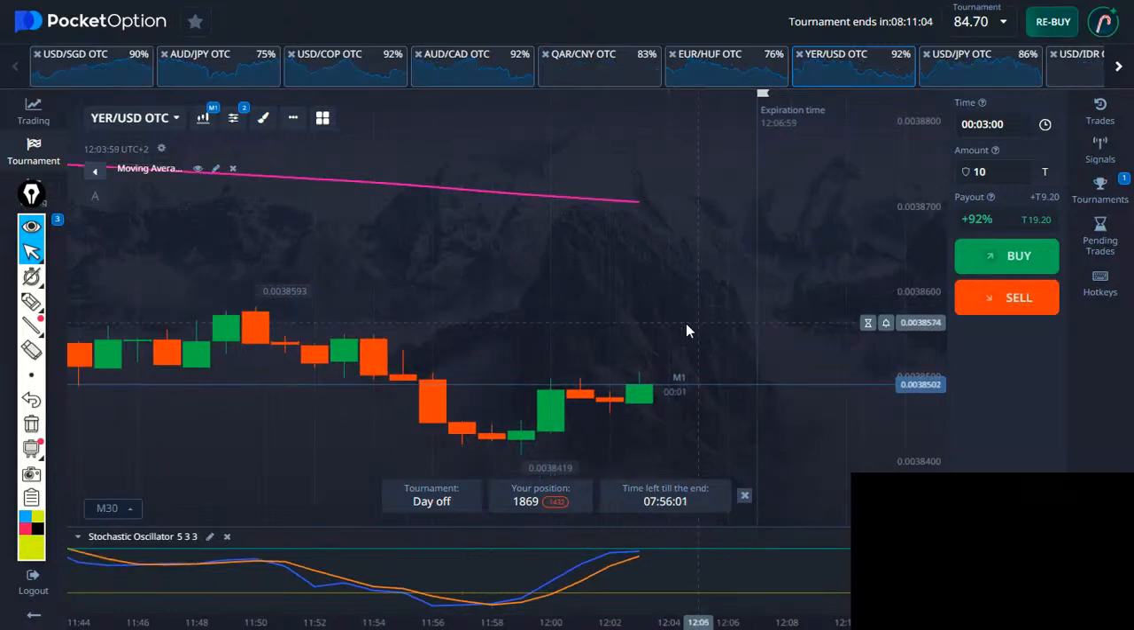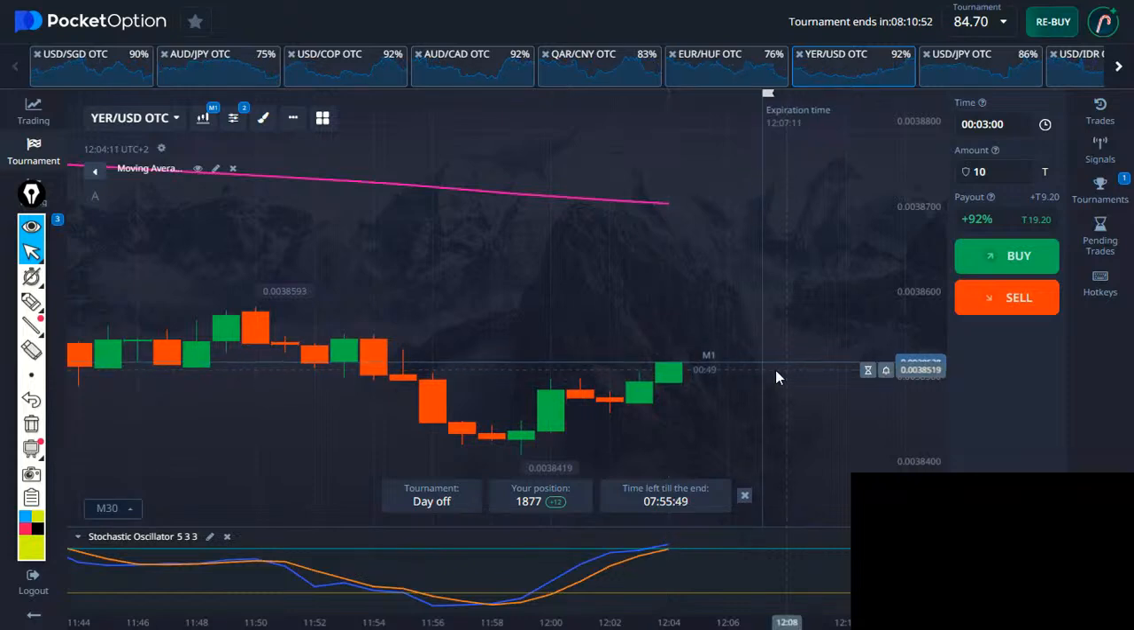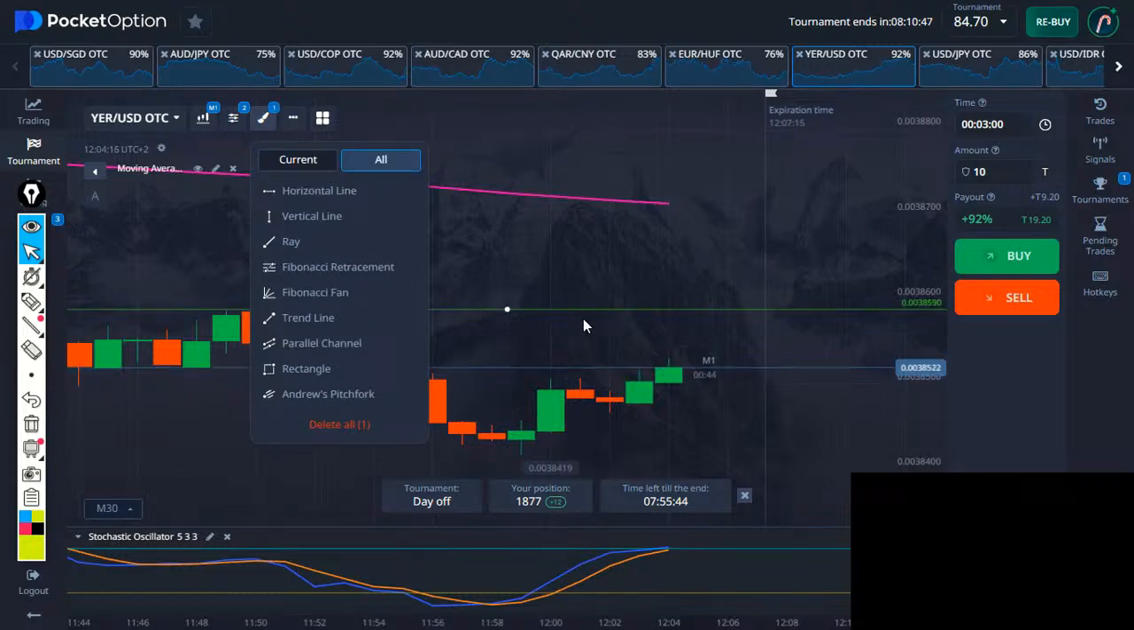I'll take two on this one. Still, we don't have a cross. We wait. Both lines are now in the overbought condition area, so to speak. Let's see if it's gonna eject from this high over here.